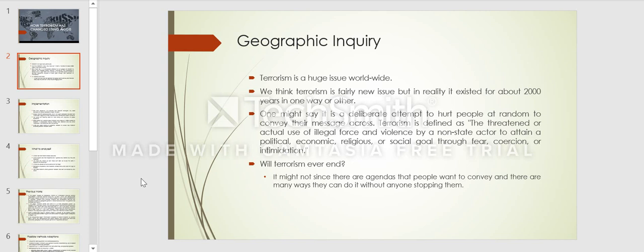The main question that we should be asking is, will terrorism ever end? Sadly, that might not be the case because there are a lot of agendas that people want to convey, and there are many ways of doing that. They can do it without anyone stopping them.